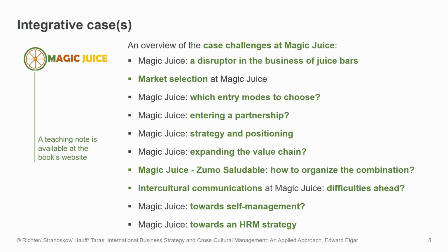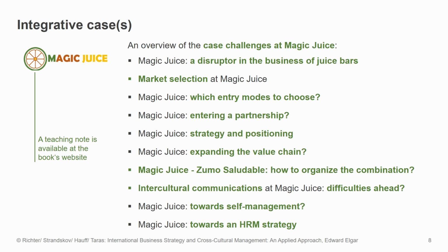To give you an overview of all the challenges that are involved, you can see a few bullet points here on the slide. From market selection, entry mode selection, entering a partnership. We have a Spanish partner coming up in one of the later chapters called Zumo Saludable, who is a producer of fruits and ingredients. And the question is, should they team up? Should they design the value chain in a certain way with that partner? At some point in the internationalization, there comes a process of a merger and acquisition with Zumo Saludable, and the students will be asked to organize the combination between these two partners. So we really have a good package of all of these typical IB strategy topics for Magic Juice.